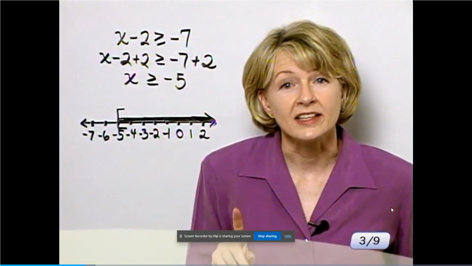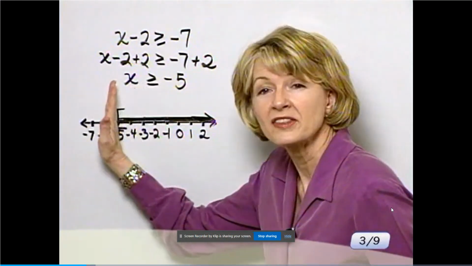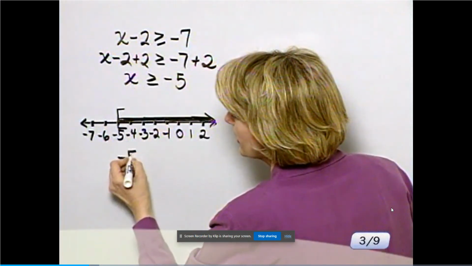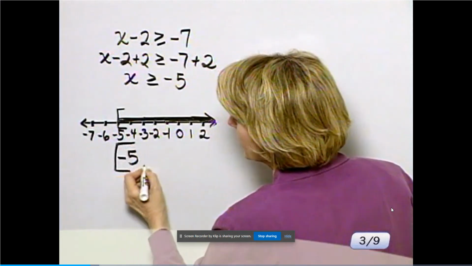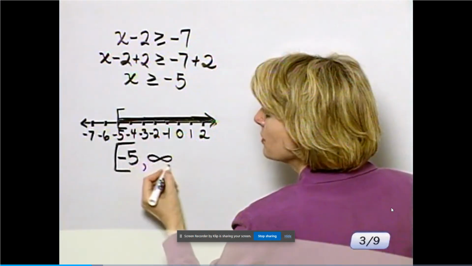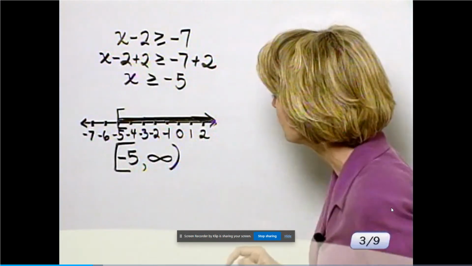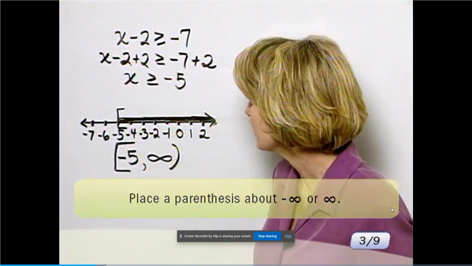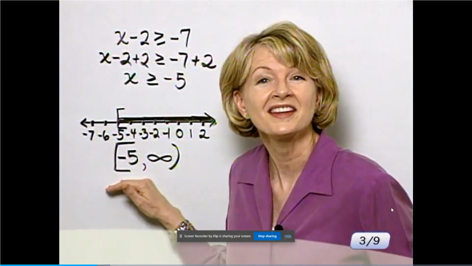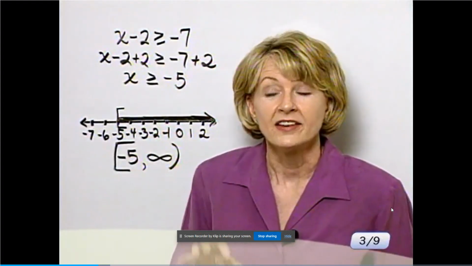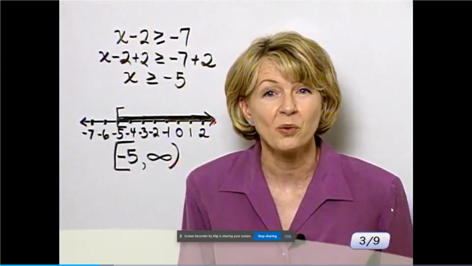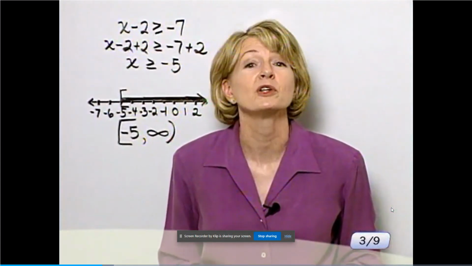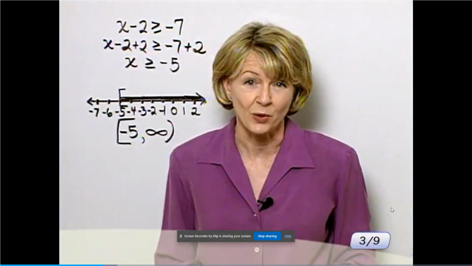Let's now write it in interval notation. Remember, just write the shading from left to right. So the shading begins at negative 5 with a bracket, and then we go all the way to positive infinity, or simply infinity, and we always place a parenthesis about positive or negative infinity. Here is our solution set in interval notation. Now, we have an addition property of inequality. Doesn't it stand to reason that we also have a multiplication property of inequality?